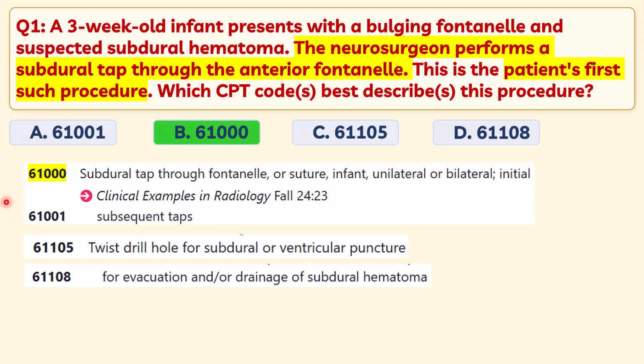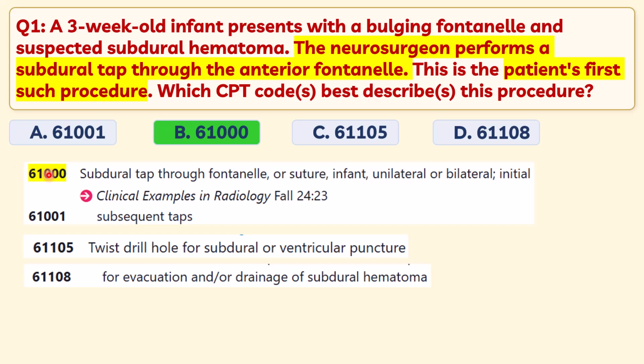So once you go to the codes, 61000 says subdural tap through fontanelle or suture, infant, unilateral or bilateral initial. So that is the case here, and the procedure is the first time. This is the patient's first such procedure. So correct answer will be 61000.